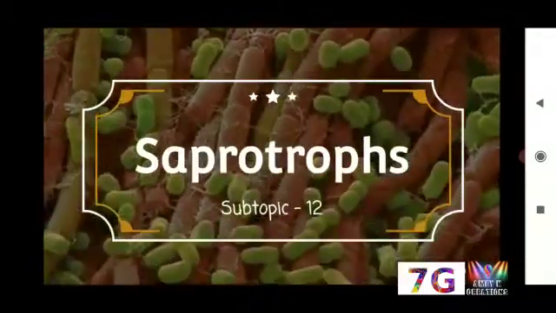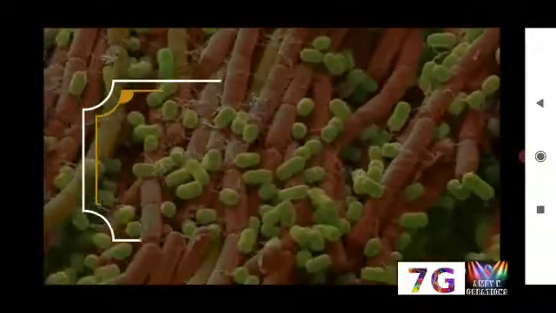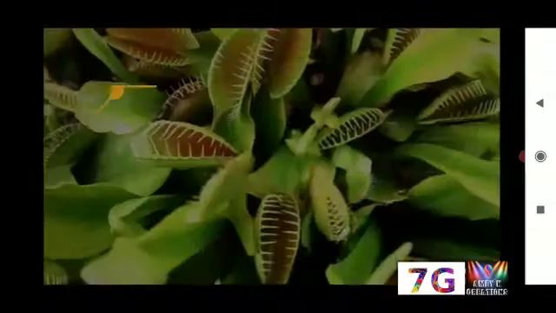Saprotrophs. Subtopic 12. Organisms which depend on dead and decaying matter for food are called saprotrophs. The mode of nutrition is called saprotrophic nutrition. For example, fungi on a bread. The bread is dead, so the fungi eat the bread, and that is called saprotrophs.